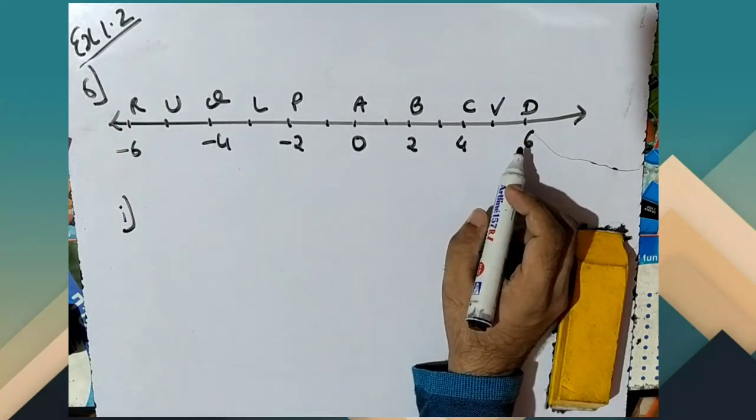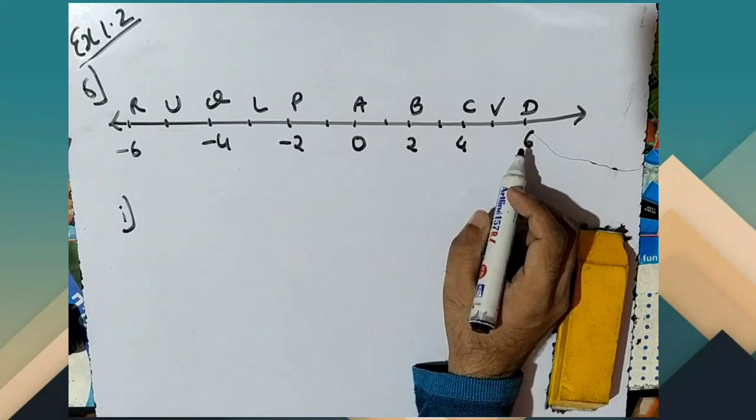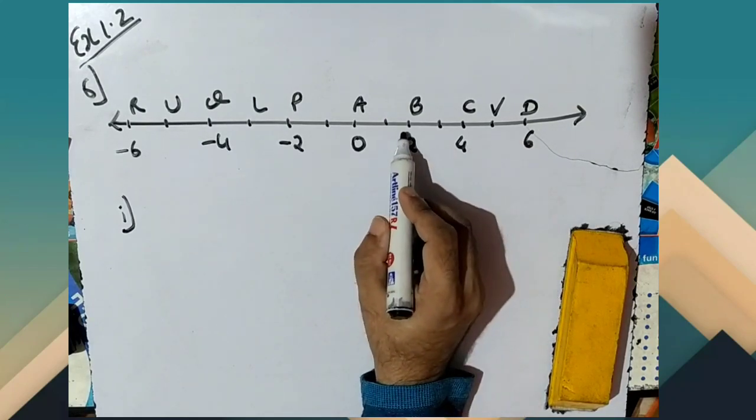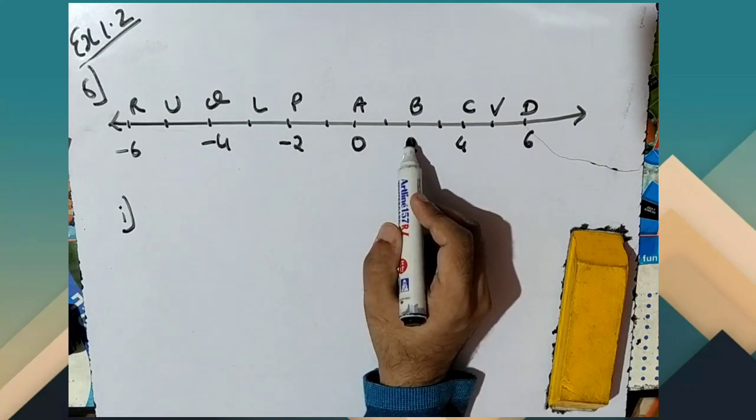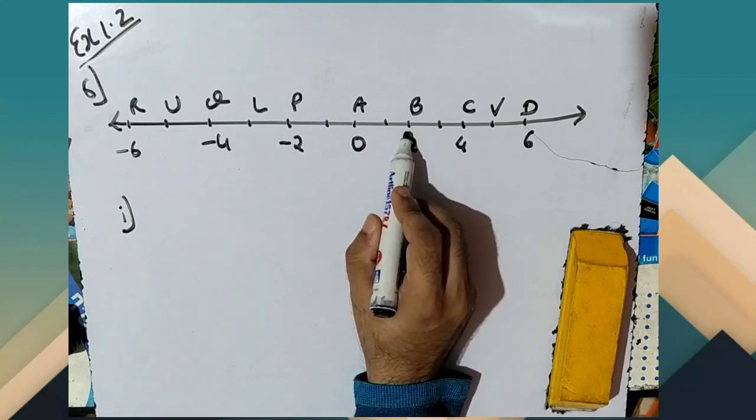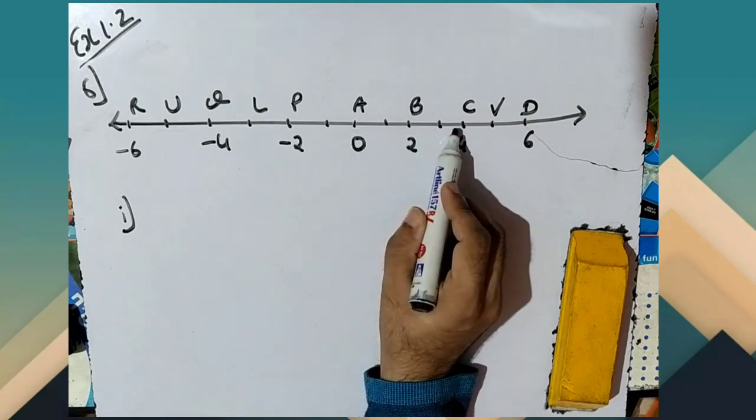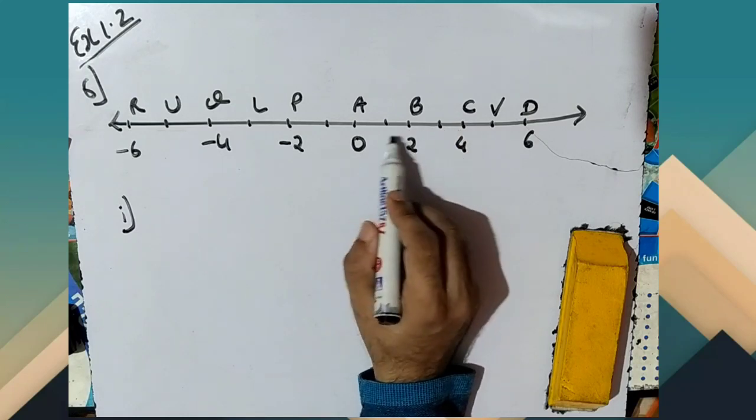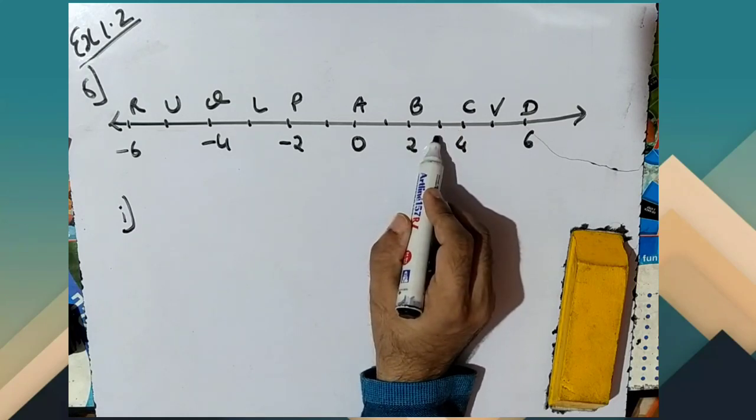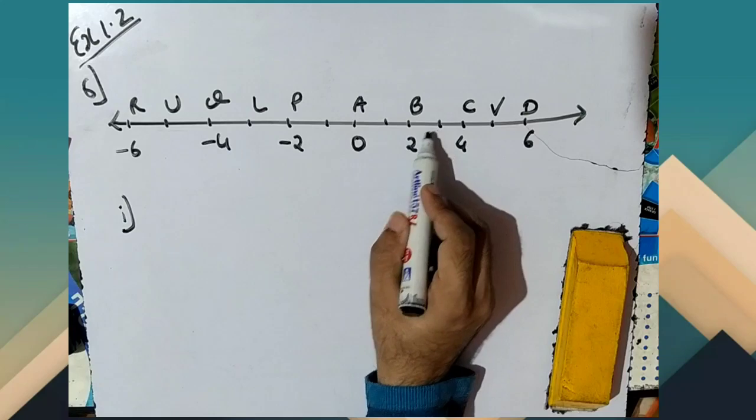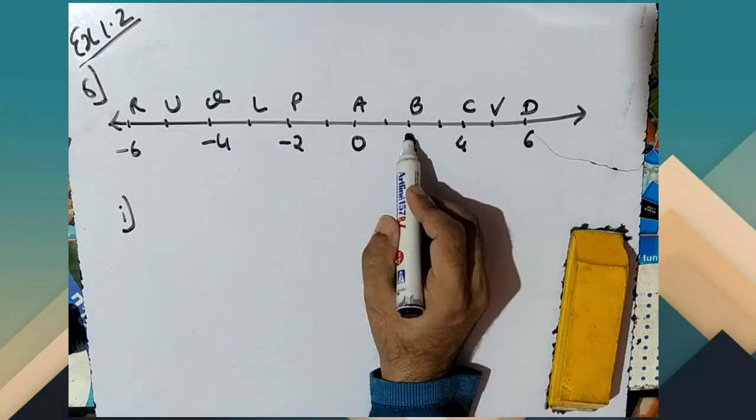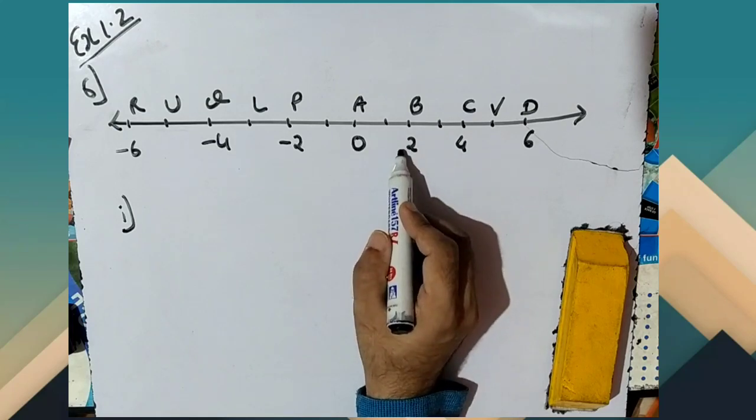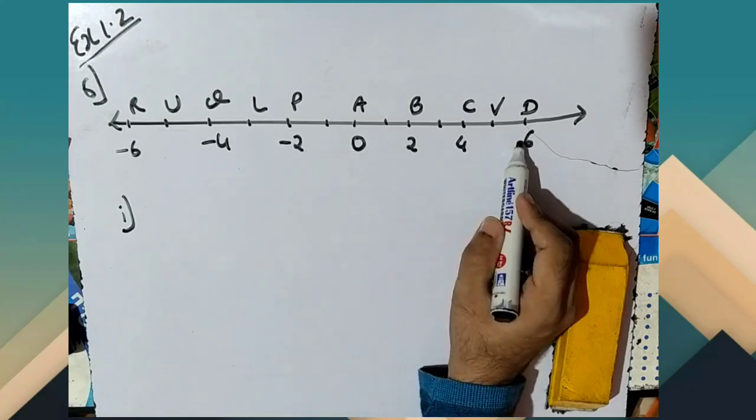First, they are asking us, state the points which are equidistant from point B. Equidistant means equal distance. So the points equidistant from point B are A and C at a distance of 2 units. Also, points P and D are equidistant from point B at a distance of 4 units.